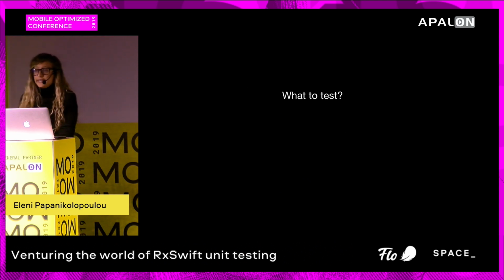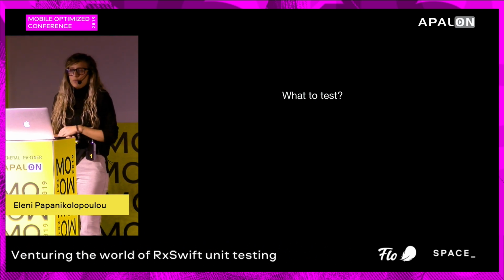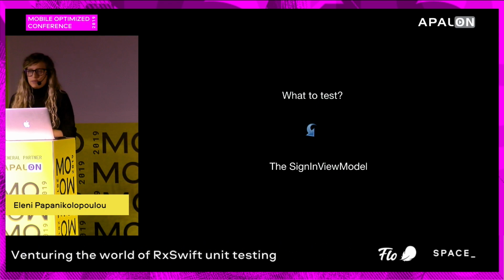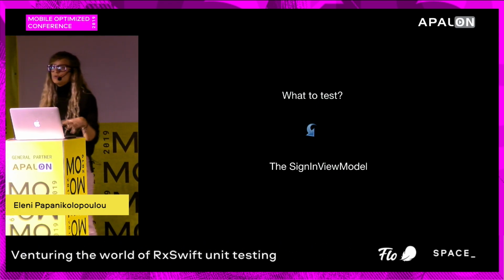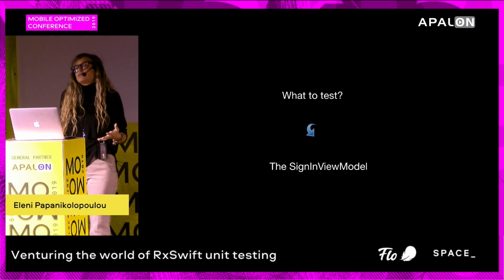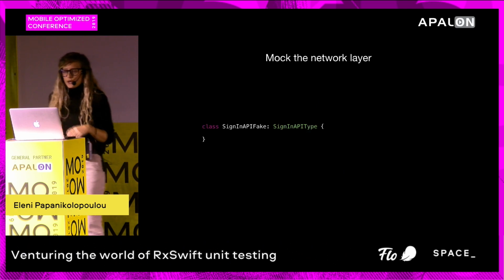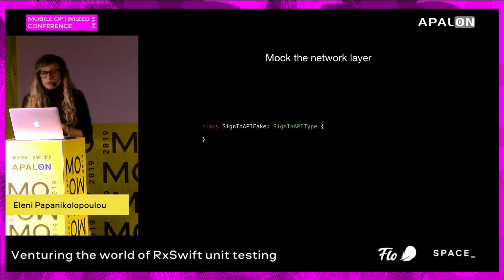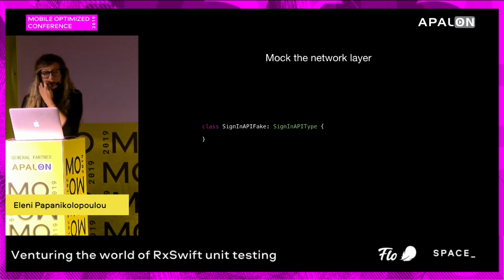But before we start writing our test, we need to decide what it is that we want to test. And what we want to test is basically the view model, because this is the class that has all the business logic. We could also test the bindings that take place in the view controller, but this is probably secondary. So in order to mock our network layer, we will need to create a SignInAPI fake that conforms to the SignInAPIType protocol.